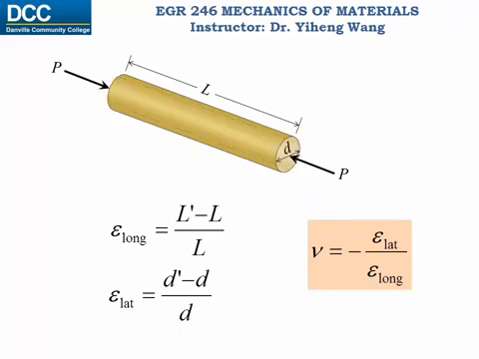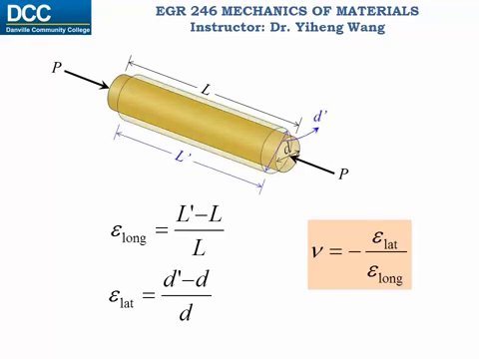Similarly, if this shaft is subjected to axial compressive forces instead, it will contract along the axial direction and expand along the radial direction. So in this case, epsilon longitudinal is negative and epsilon lateral is positive. Therefore, the Poisson's ratio is still positive.